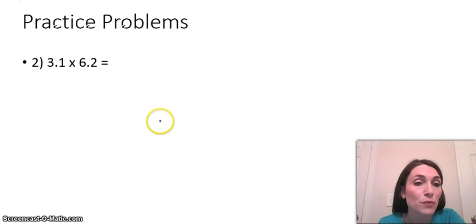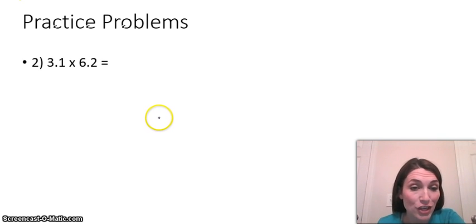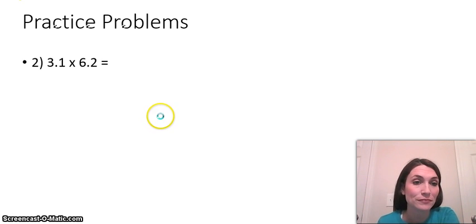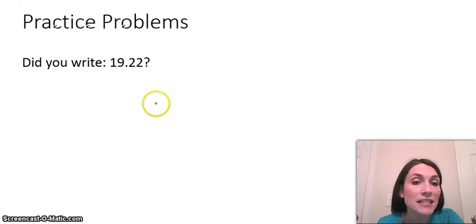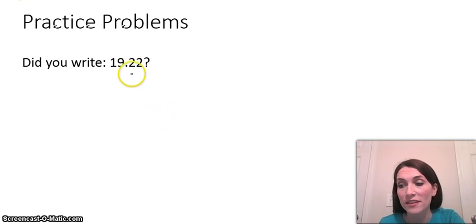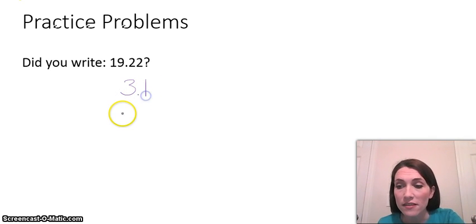Our next problem is 3.1 times 6.2. Pause, work the problem, and press play to check your answer. Did you write 19 and 22 hundredths? Let's work that out together. We have 3.1 times 6.2.